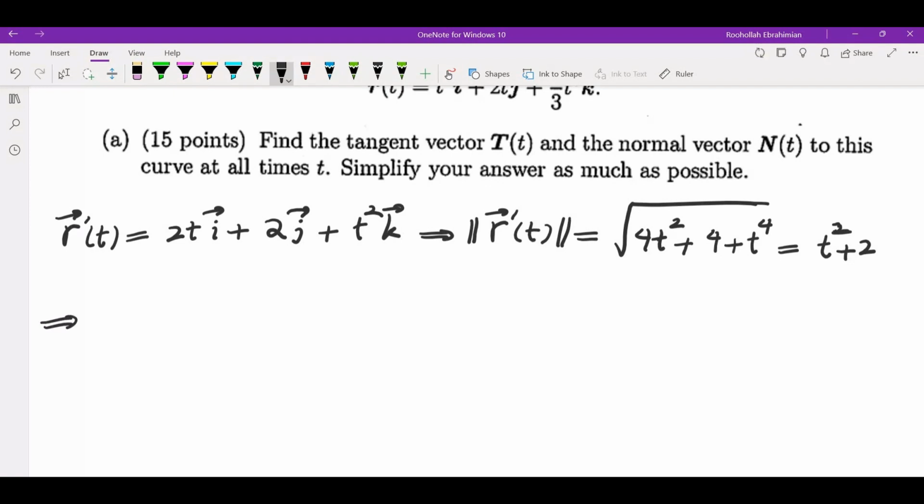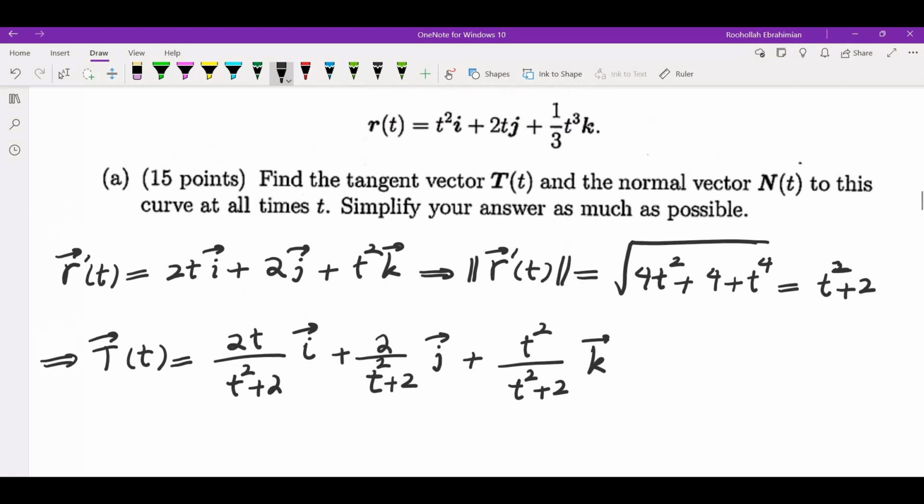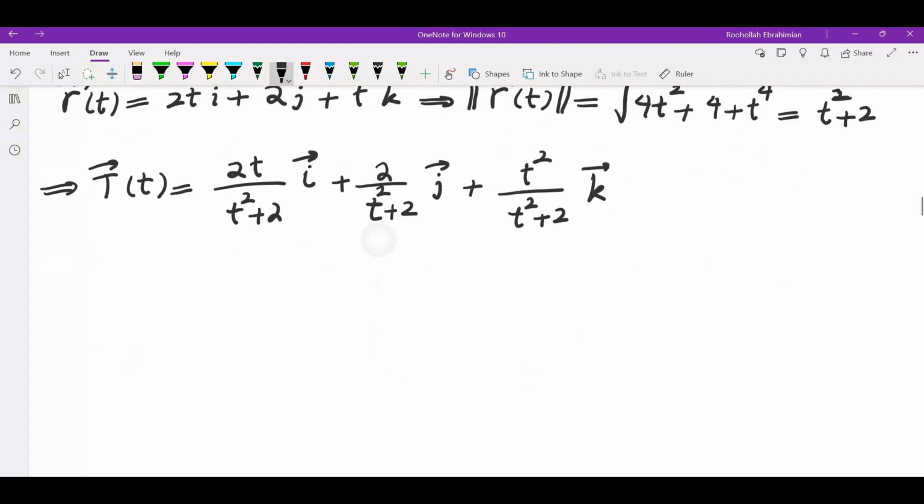So what does that mean? It means the tangent vector is going to be, we'll have to take the r prime and divide by its magnitude, 2t over t squared plus 2 i plus 2 over t squared plus 2 j plus t squared over t squared plus 2 k. So this is our tangent, and then how do we find the normal? To find the normal, we have to take the derivative of the unit tangent and divide by its magnitude.